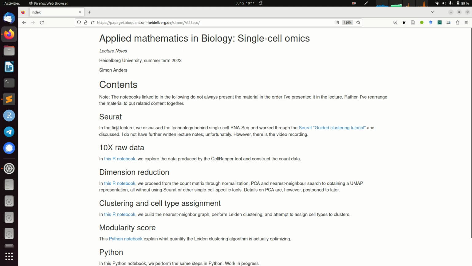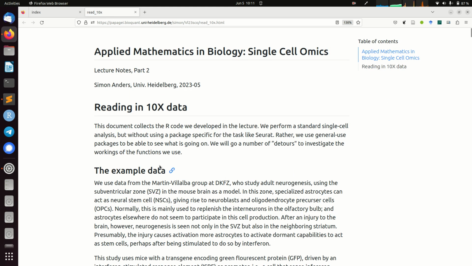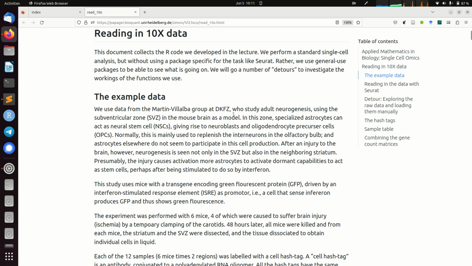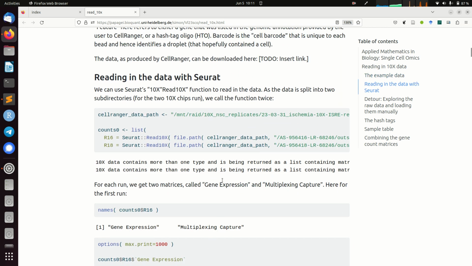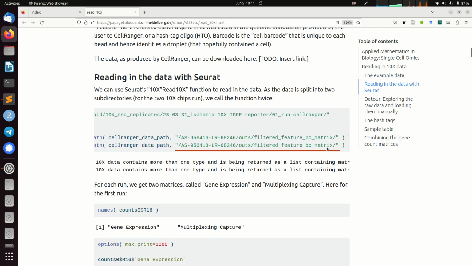As you might remember, in the first lecture we just looked at the server clustering tutorial. I just put the link back. And then in the second lecture, we tried to do all this manually, without using Seurat or something like this. The one thing I added here is a proper explanation of what the experiment was about. So if you've forgotten, you can look through it again here. And then I also had a look at how the data actually comes.